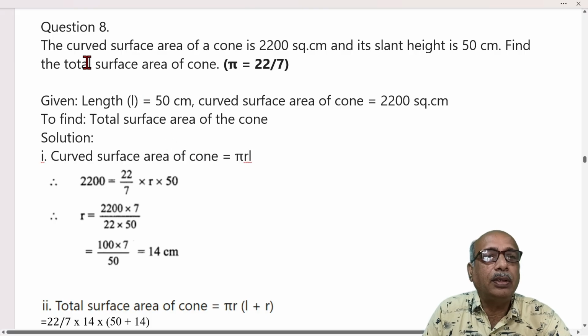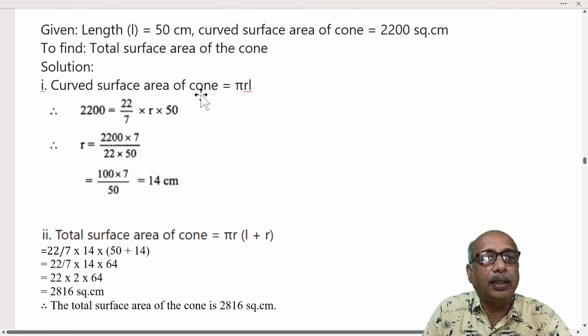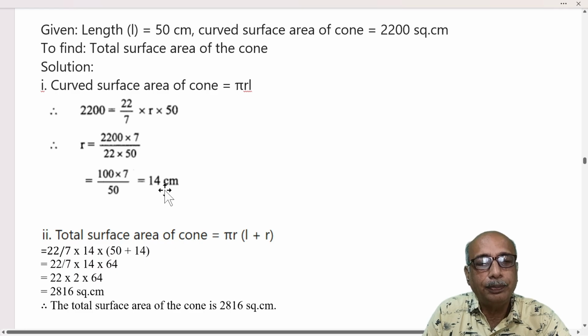Next problem, the curved surface area of cone is 1200 square centimeter and its slant height is 50 centimeter. Find the total surface area of cone. Pi equals 22 by 7. So, curved surface area of cone equals pi r L. Substitute the values and simplify. R equals 14 centimeter.